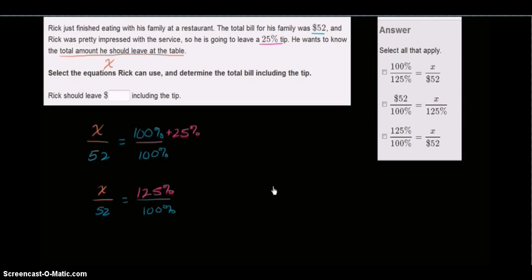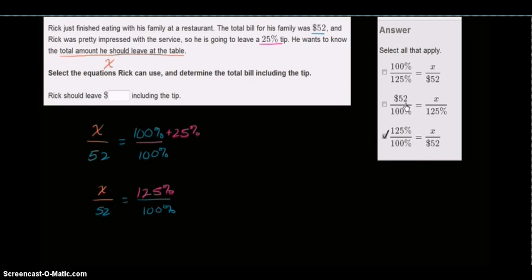Now if we look at the choices here, this looks exactly like this. If we just swap the left and right hand side, we get 125% over 100% is equal to X over 52. So we can select this one. And once again, this makes sense. The ratio between the percentage he's going to pay if you include the tip, relative to 100%, is going to be the actual amount he pays relative to the actual bill. Now let's see if any of these other ones make sense.